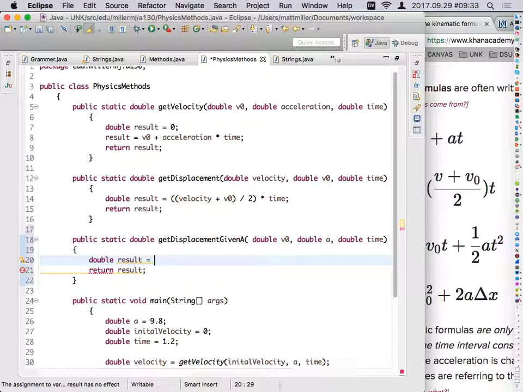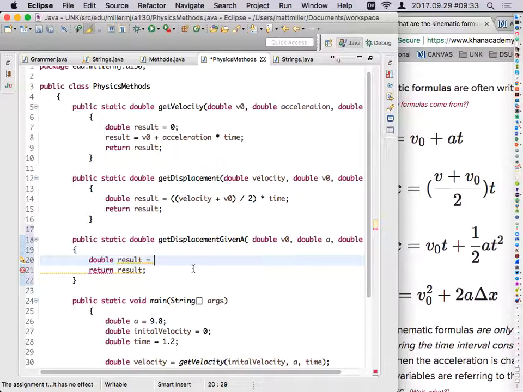Right? So how do we do this calculation? We do what? V0 times time plus 1/2 is what? 0.5. It's probably easy to type. Times A times T times T, right? Oh, did I call it T? I called it time, didn't I?